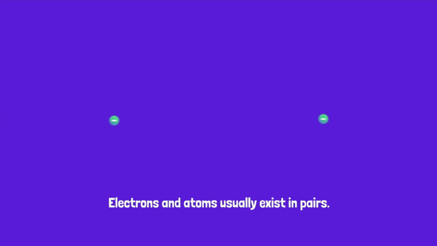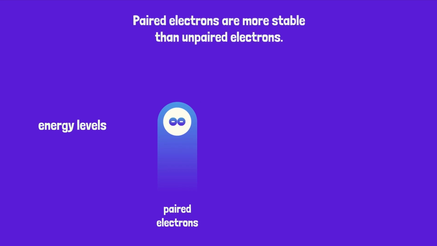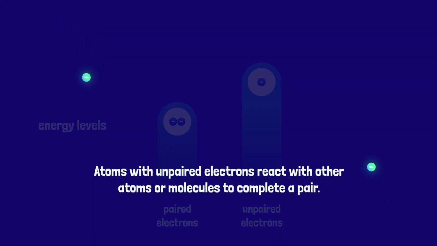Electrons in atoms usually exist in pairs because paired electrons have low energy. When paired, electrons are more stable than unpaired electrons, which have high energy. Atoms with unpaired electrons react with other atoms or molecules to complete a pair.